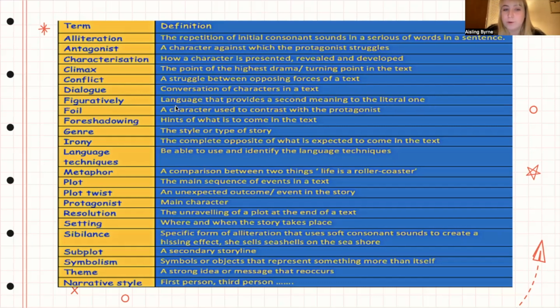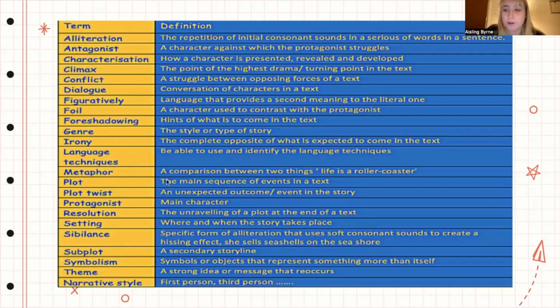Foil. A foil is a character used to contrast with the protagonist. So the protagonist is the main character. Foreshadowing: hints of what is to come in the text. Genre: the style or type of story. Irony: the complete opposite of what is expected to come in the text. Language techniques. These are very similar to our poetic techniques. So when it says here, be able to use and identify the language techniques, what we're talking about here is poetic techniques, or alliteration, metaphors, similes, all that.